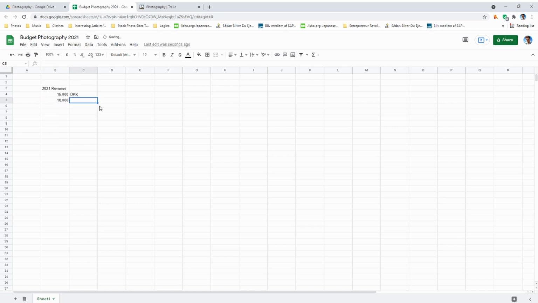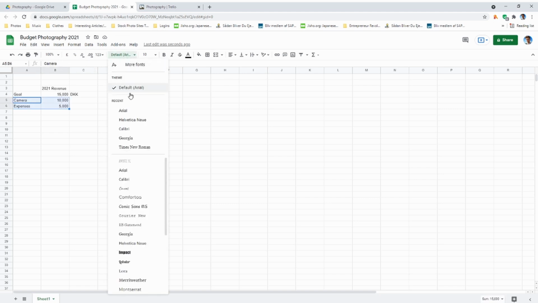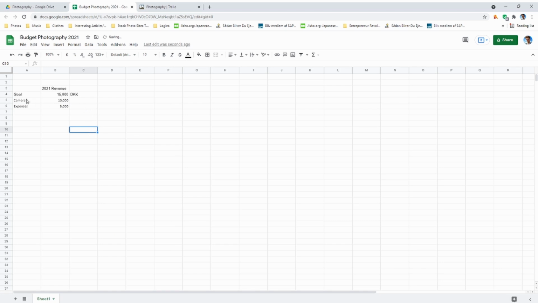How do we do this? Actually, yeah. From camera, expenses, about 5,000. And this is the goal. So these are basically broken down. Let's make those calibrate. There you go. Then we bold this and just DKK down there. There you go. All right.